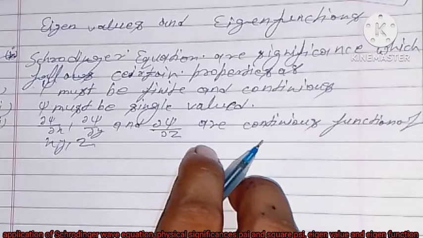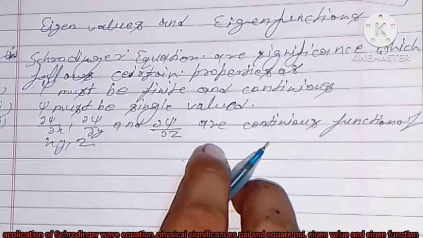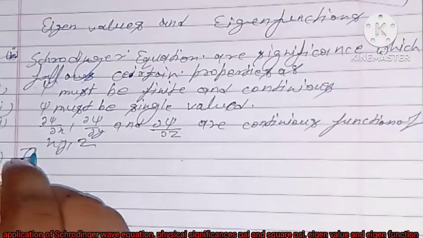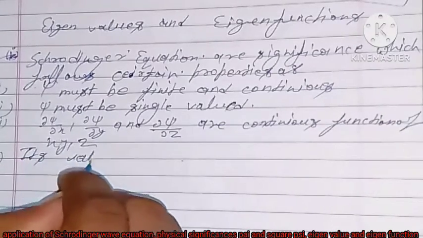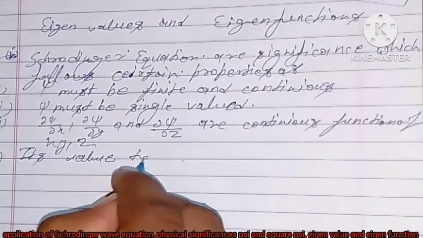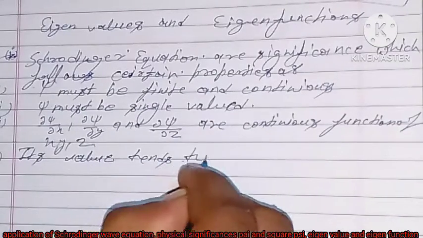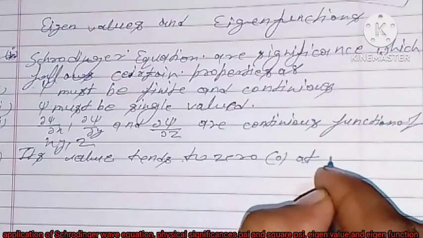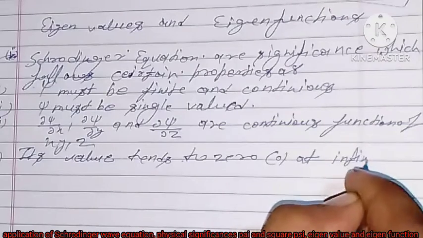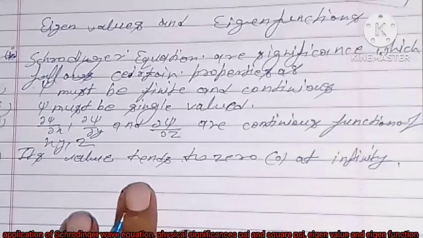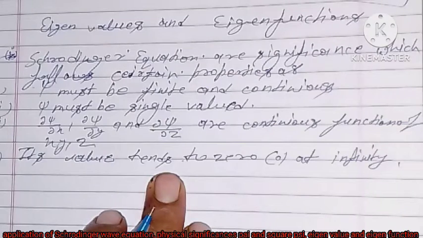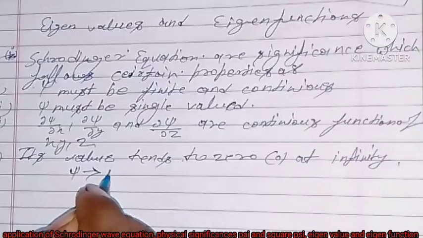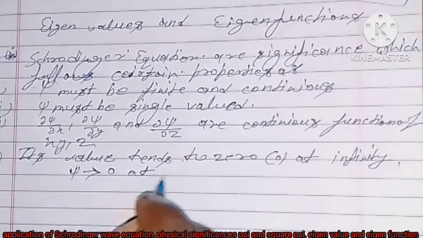The fourth is that its value tends to 0 at infinity. The value of psi tends to 0 at infinity.